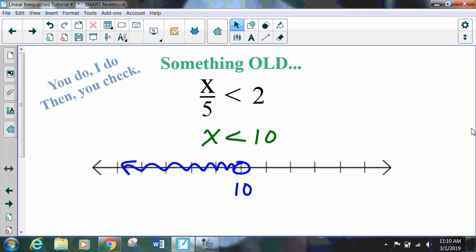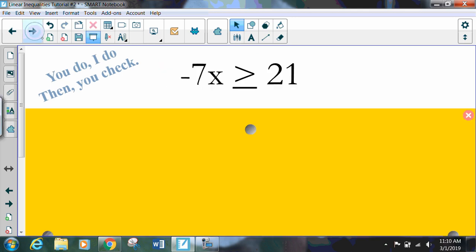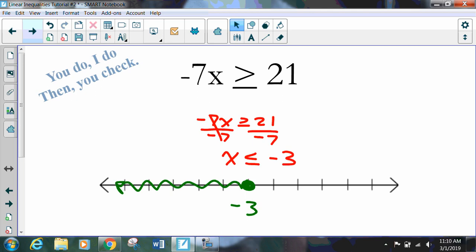All right, so hopefully this is what you got. If you didn't, pause it and figure out your mistake. We're going to do the same thing with the second one. Go ahead and pause the video and come back to check your answer. Hopefully this is what you got. Note the sign change when we divide both sides by the -7. We went from a greater than or equal to a less than or equal to.